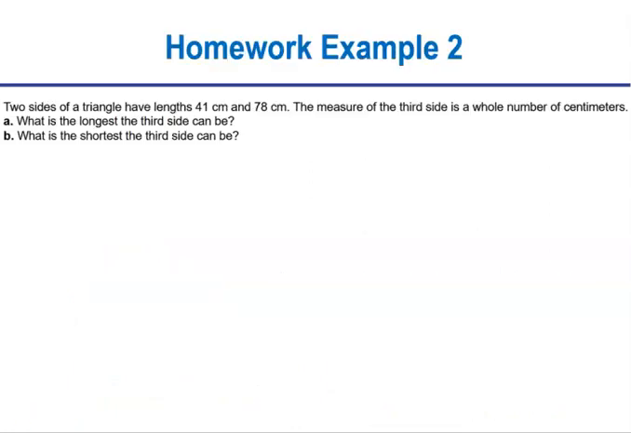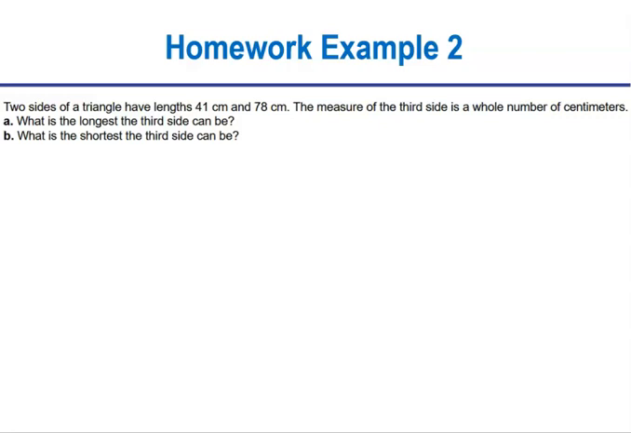Now here's a homework problem that I ran into, and I thought they might appreciate it if I helped out a little bit on this one. So two sides of a triangle have lengths 41 centimeters and 78 centimeters. It says the measure of the third side is a whole number of centimeters. So we're not dealing with any fractional parts of a side, okay? It says what is the longest the third side can be, and what is the shortest the third side can be. Really? Okay, what's the longest it could be and what is the shortest?